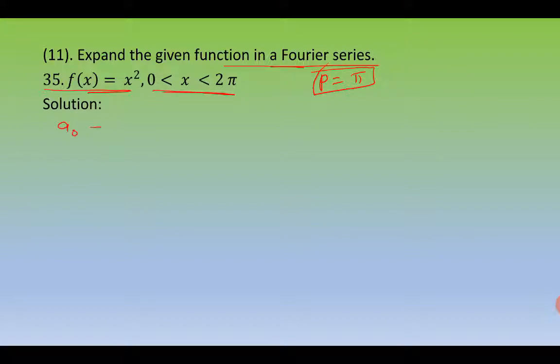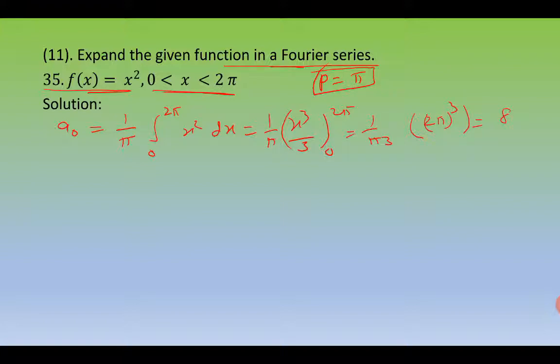And we need to find all the terms. For a0, the formula is 1 over p, which is pi, times the integration from 0 to 2 pi, the entire interval, of the function x squared dx. Integrating is very easy: x cubed by 3 from 0 to 2 pi, with 1 over pi outside. Now you will get 2 pi whole cube, that is 8 pi cube, divided by 3 pi. So the answer for a0 is 8 over 3 pi squared.